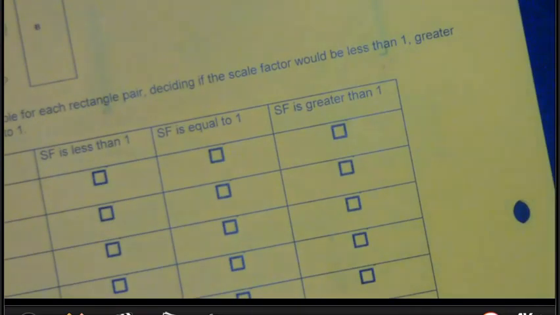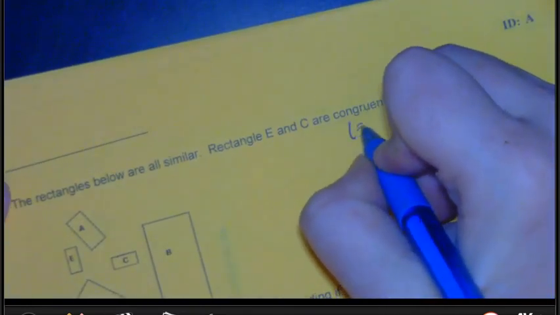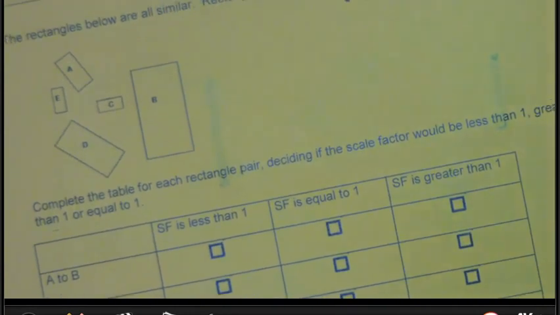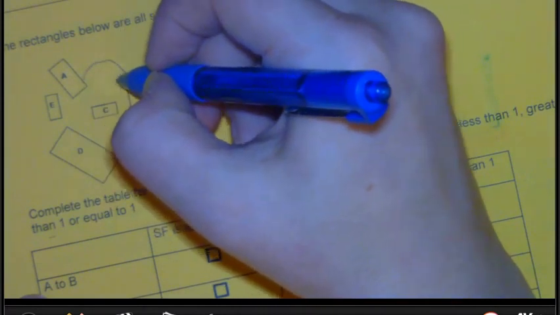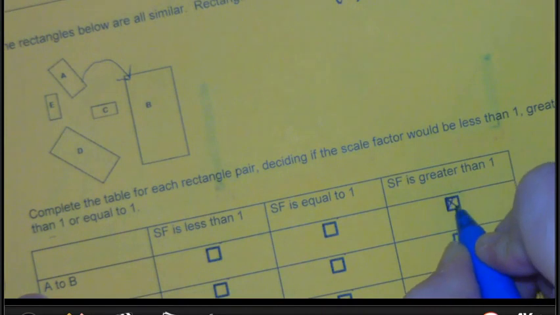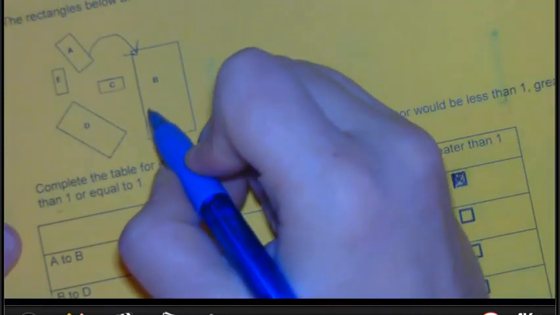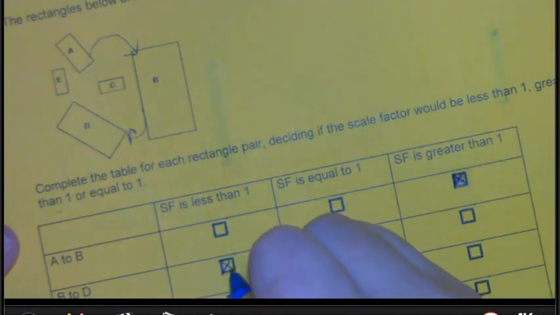All right, so number 17, the rectangles below are similar. Rectangles E and C are congruent, which means they are equal in size and shape. All right, complete the table for each pair, deciding if the scale factor is less than 1, greater than 1, or equal to 1. All right, so I'm going from my rectangle A to B. So I'm going from little to big, which means my scale factor needs to be greater than 1. Going from B to D, I'm a big rectangle down to a little bit smaller one, so still big to little, it is less than 1.